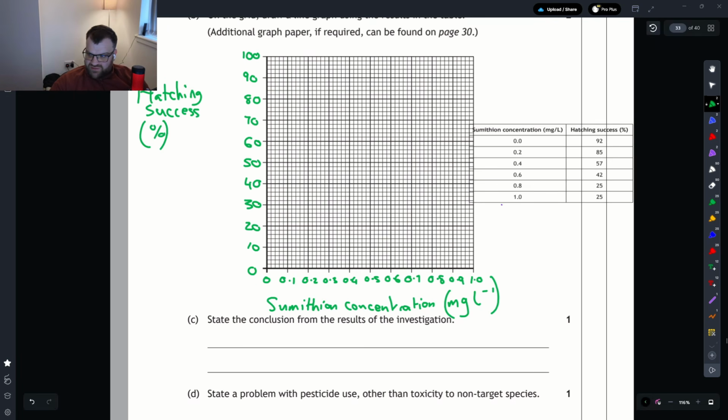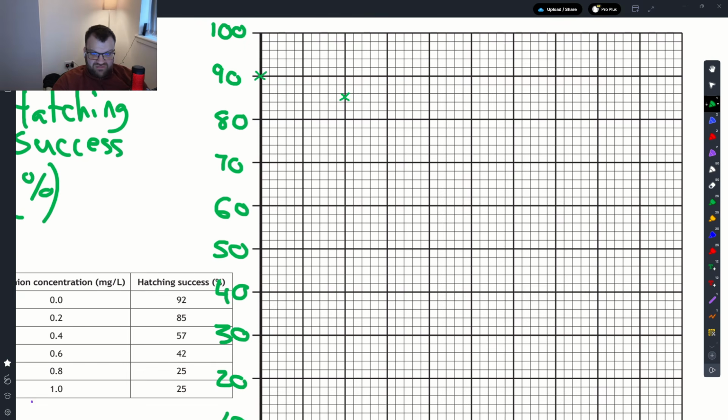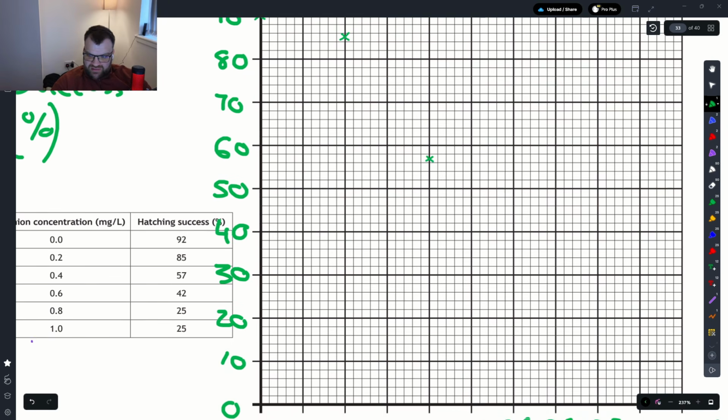Okay, so let's then put in our numbers. At 0, we're up at 92, so that'll be 1 box up. And then 85 will be halfway between 80 and 90. 57, so 50, 52, 54, 56, so halfway, so 3.5 boxes up. And then 42 is going to sit on a line. And then 25 is going to be halfway between 20 and 30. And then it's going to stay the same out to the end.